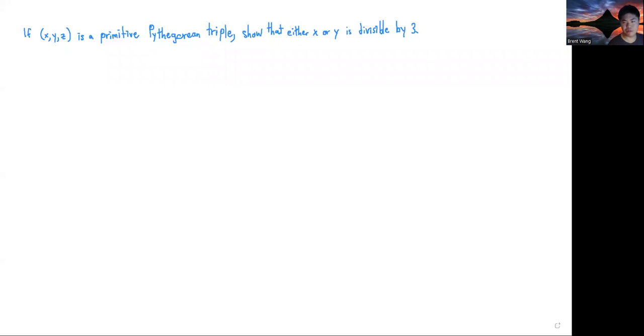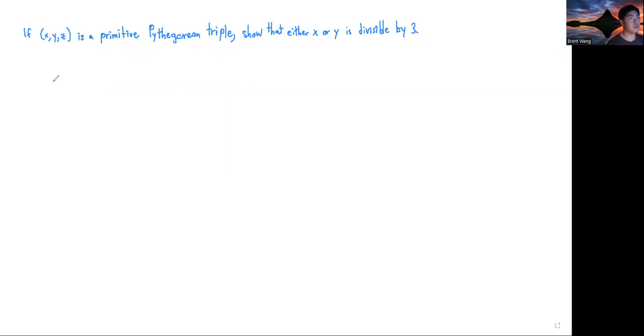So I found a new question that I thought I'd share with you about proving things. I am getting more and more used to proofs, and it's just taking what you know and applying it, like I've said several times. So here is a question. If X, Y, Z forms a primitive Pythagorean triple, show that either X or Y is divisible by 3.